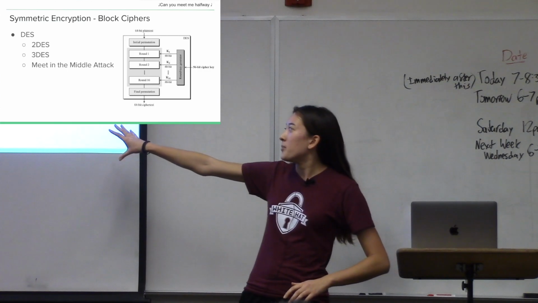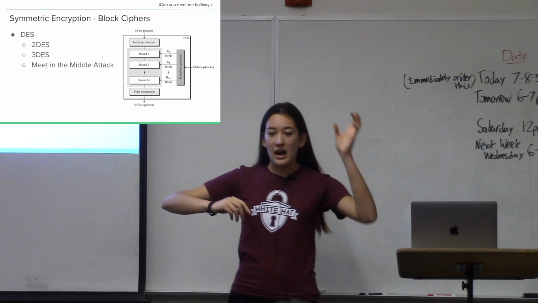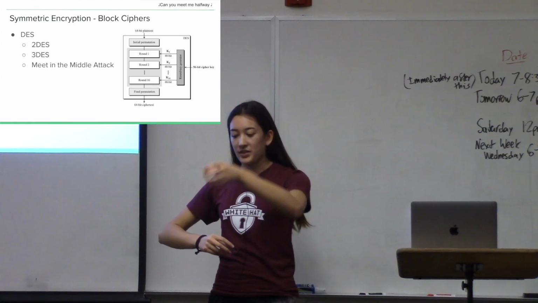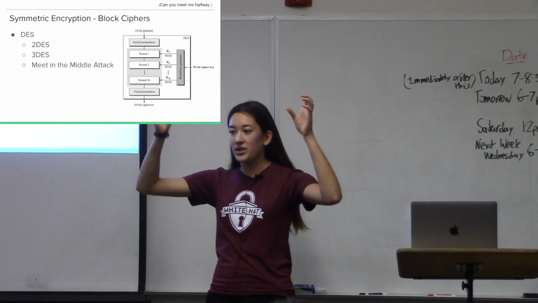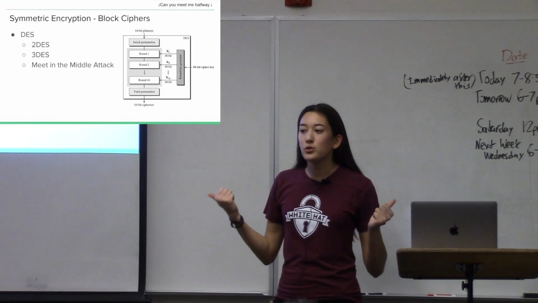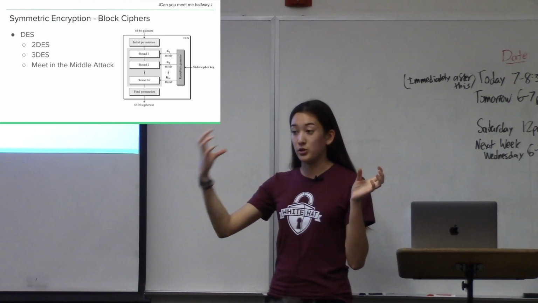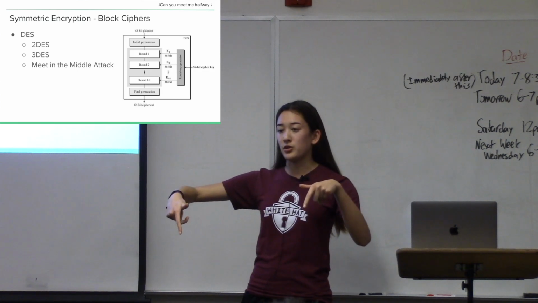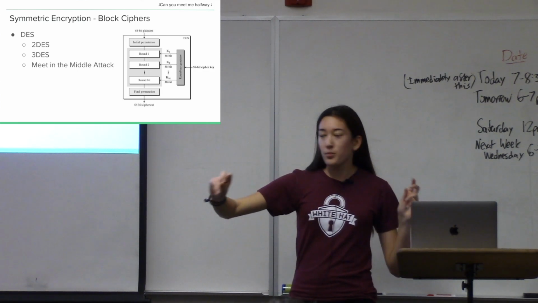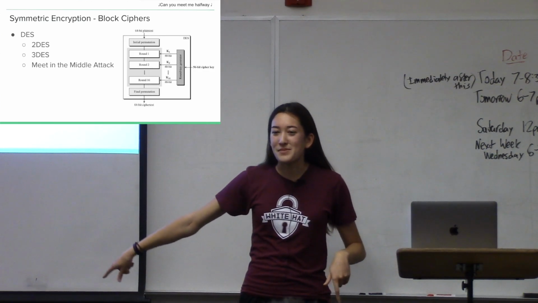So we tried to fix that by doing double DES, which is you take something that is encrypted with DES and just encrypt it with DES again with a different key, which should give you 2 to the 112th complexity, because it should be 2 to the 56 times 2 to the 56. Because you're encrypting it twice with different keys. But the problem with that is this cool thing called a meet in the middle attack.